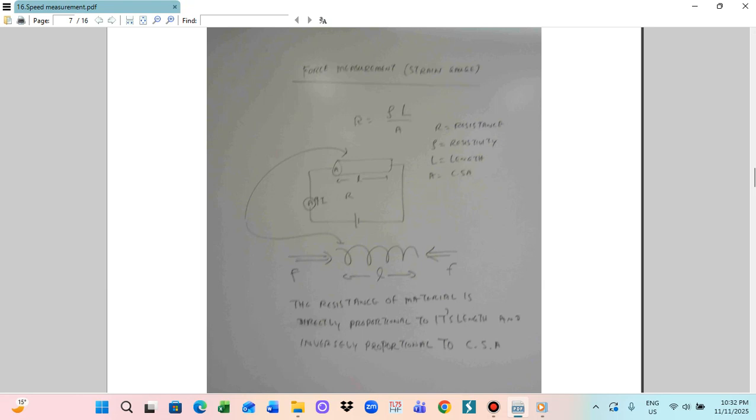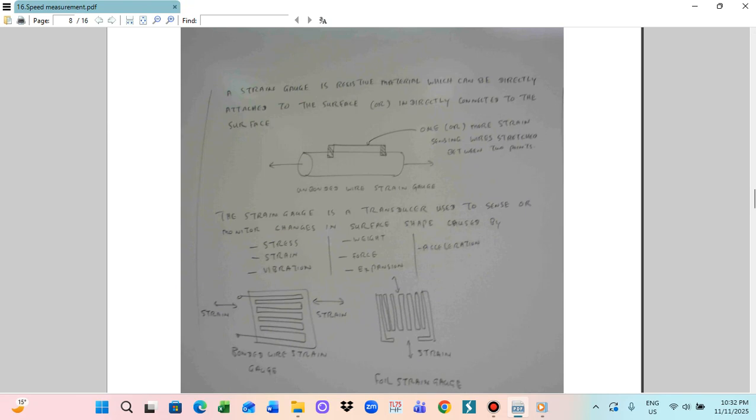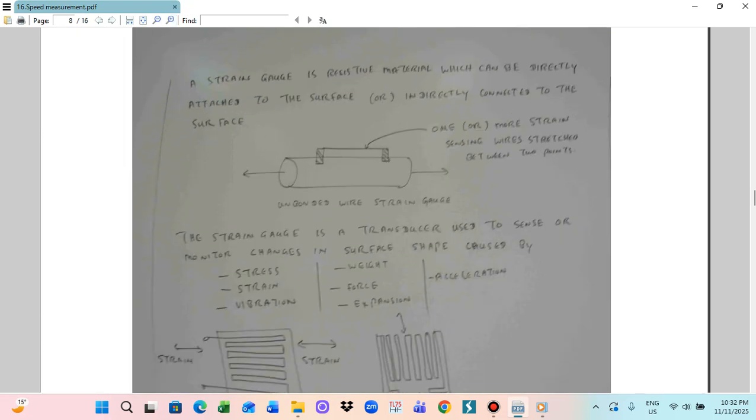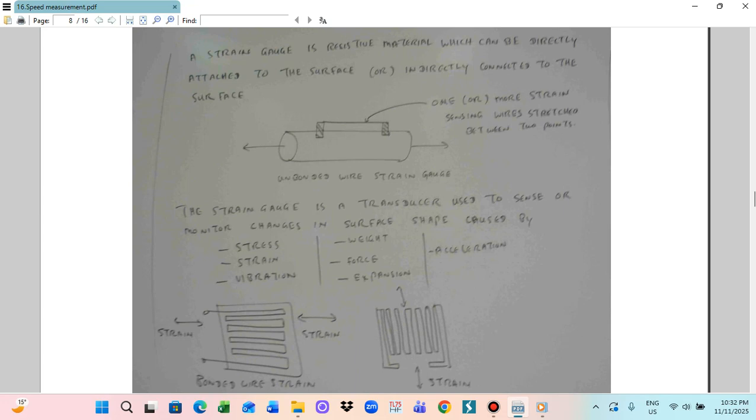The strain gauge is a transducer used to sense or monitor the change in the surface caused by stress, strain, vibration, weight, force, inflation, and oscillation. This is the constructed S-pattern diagram, so the stress can change the resistance and the flow of the current. Now I give you the strain gauge circuitry. Because the change of the current is too small, normally you cannot directly measure it with the measurement equipment.